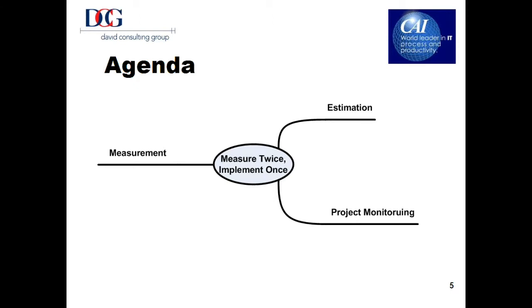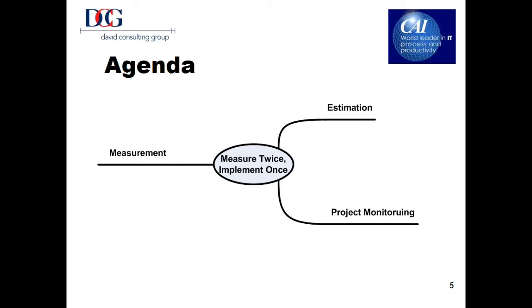Measurement is a powerful tool for planning, controlling, and monitoring projects. If we take a look at the measure twice, implement once analogy, I would suggest a more powerful analogy, albeit a much longer title, would have been: measure twice, implement what you're supposed to, when you're supposed to, and for the price you're supposed to.